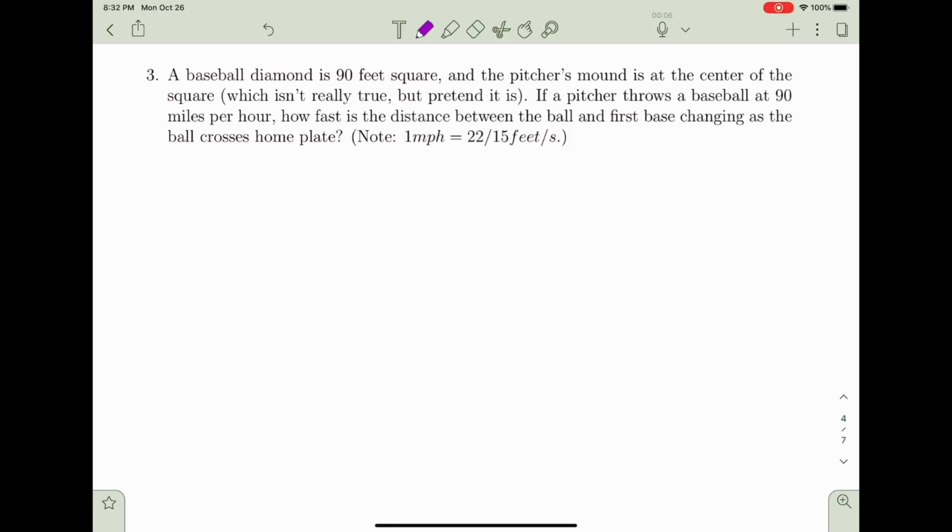Hi guys, welcome to today's tutorial. In this tutorial, we are solving related rate questions together. And as you can see, I have a question here selected from worksheet 6.